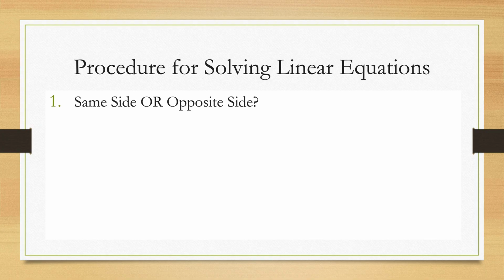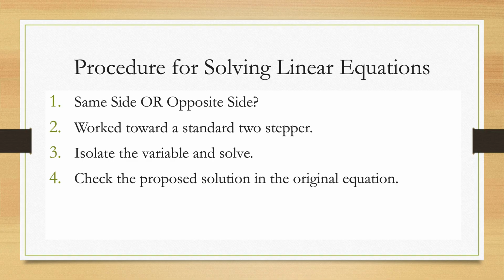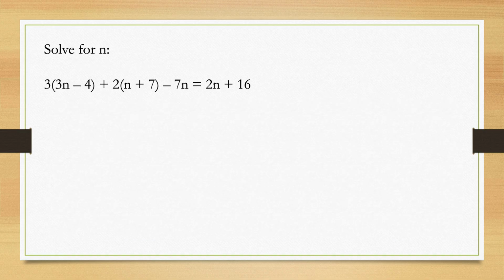First thing we always want to do is ask, is this a same side situation or an opposite side situation? You heard me say that in both of the preceding equations. You want to work toward a standard two-stepper. Once you get it in standard two-step form, business as usual. Isolate the variable and solve. And if they ask you to check, you always have to check in the original equation, not in the derived equation. So here's one where we, as Emerald would say, bam, kick it up a notch.